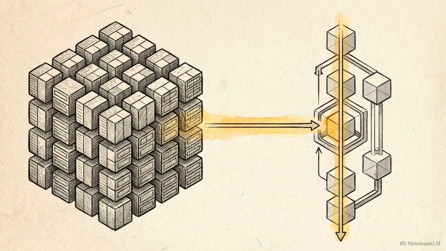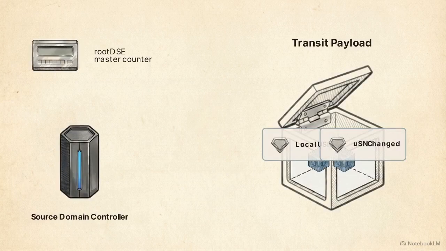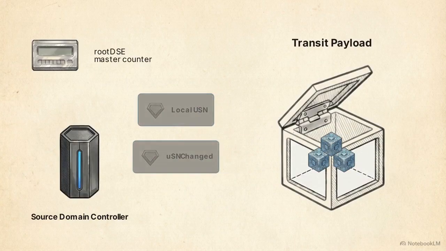Together, local USNs provide granular per-attribute historical tracking, while the indexed uSNChanged provides the rapid query mechanism required for real-time synchronization. We can now pivot from static local storage to the active preparation of a network transit payload. When a source domain controller prepares to send an update, local counters like local USN and uSNChanged are stripped away. Tied to a specific root DSE, they are meaningless to the destination node.